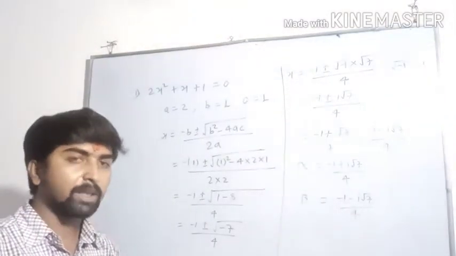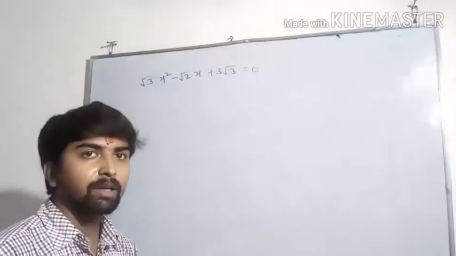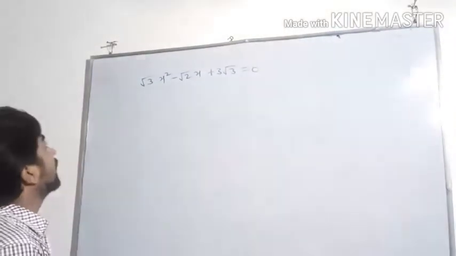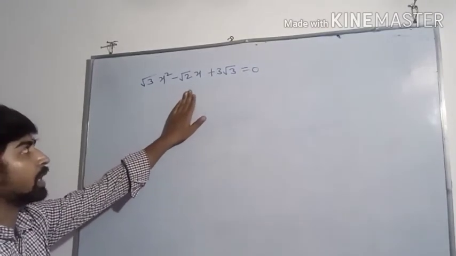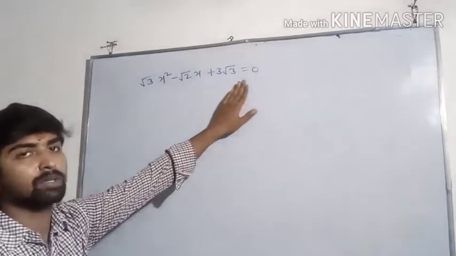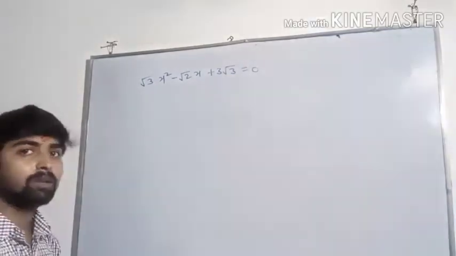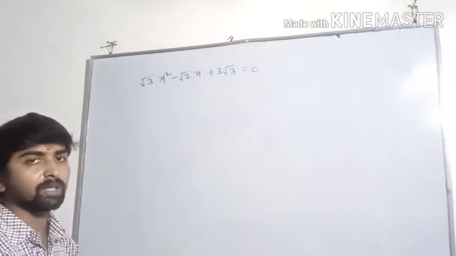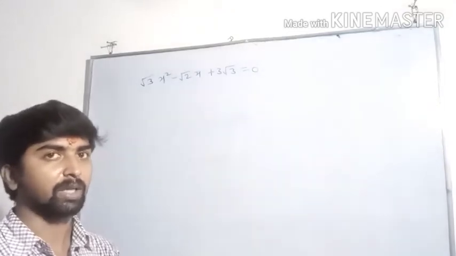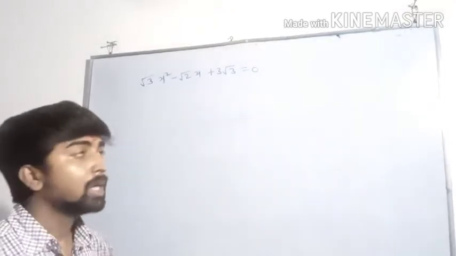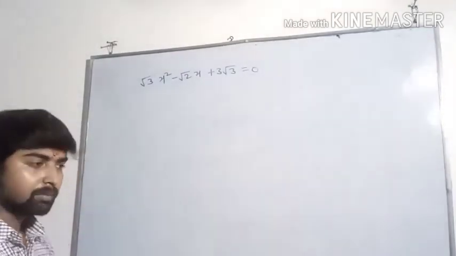Now, let us solve another question. Students, we have another question: under root 3 x square minus under root 2 x plus 3 under root 3 equals 0. This is a quadratic equation. Now we have to find the solution of this quadratic equation, that is, the roots. It means we have to find the values of x in this quadratic equation.